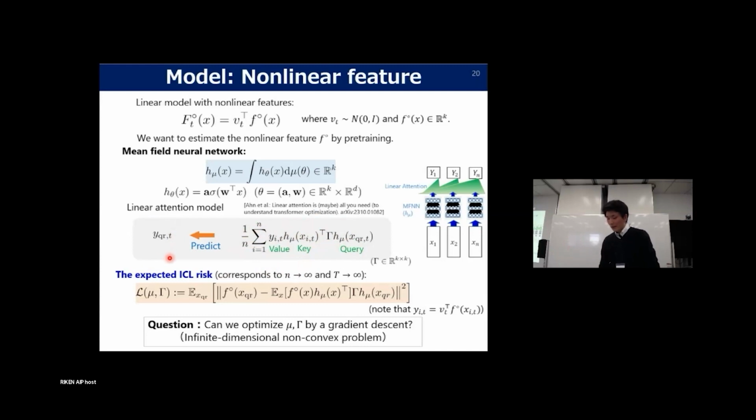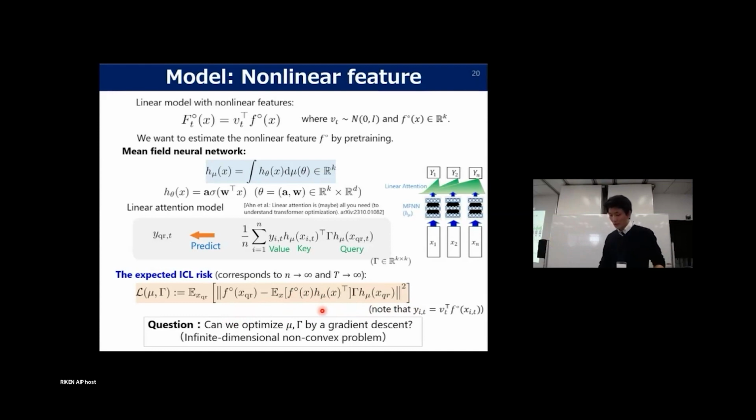The mean squared error of this model can be written like this. I skipped some details, but just by calculating the expectation, you can see that the expected in-context learning risk can be written in this explicit form. So now the question is: we want to optimize this objective function with respect to the matrix gamma and the distribution mu, which could be a nonlinear objective function, but can we show its convergence?